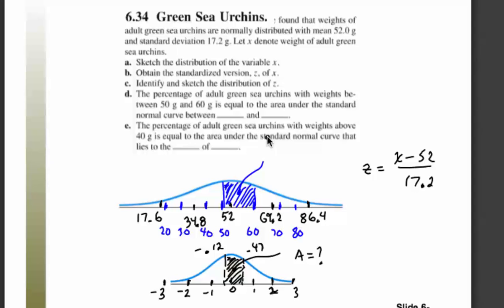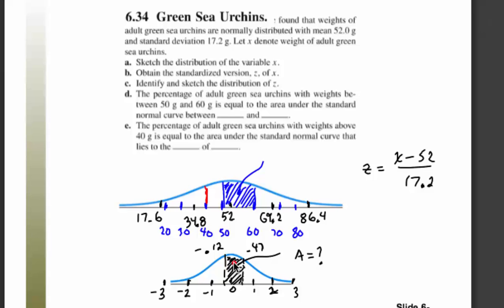The percentage of adult sea urchins with weights above 40 grams is equal to the area under the standard normal curve that lies to the, so 40 grams is where? I'll do that in red. 40 grams is here. So we want the percentage of sea urchins that are above 40. So what would we want on our curve here that would tell us the percentage of sea urchins whose weights are above 40? What would we want? Yeah. Everything to the right of where 40 is.